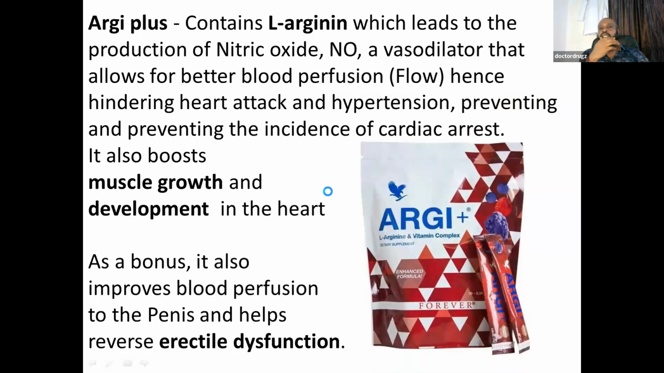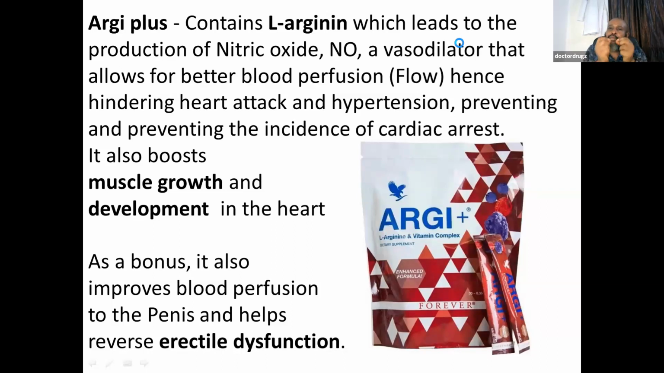Then this is a product that is what we call a must-have. This is what we call a must-have because it contains what is called L-arginine. L-arginine leads to production of what? Nitric oxide. And that nitric oxide is a very, very potent natural vasodilator. And when the blood vessels are dilated, blood flows what? Freer, peripheral resistance reduces, blood pressure reduces, and the risk of myocardial infarction also reduces, and the risk of a cardiac arrest also reduces.